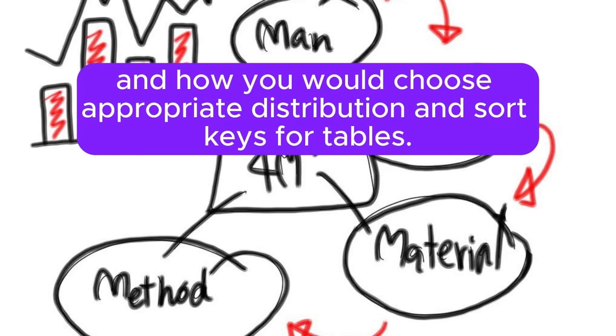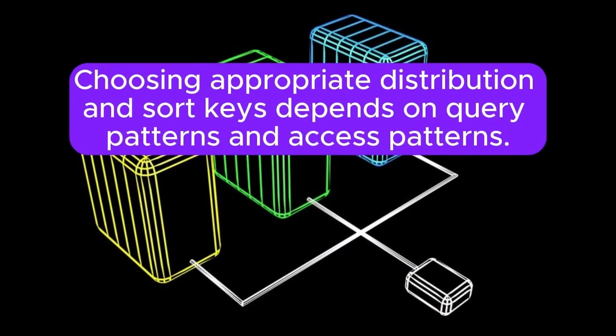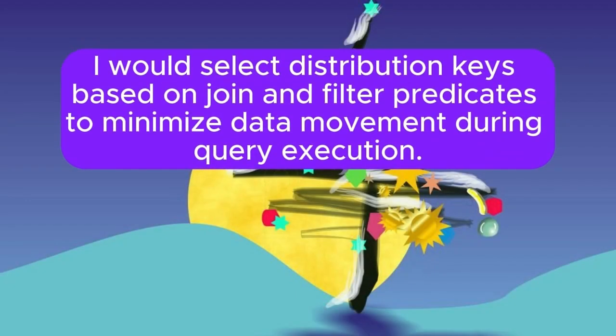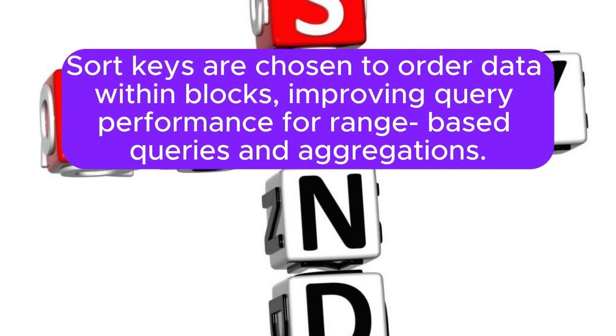37. Problem: explain how Redshift handles data distribution and sorting, and how you would choose appropriate distribution and sort keys for tables. Answer: Redshift distributes data across compute nodes based on the distribution style chosen for tables, such as key, all, or even. Choosing appropriate distribution and sort keys depends on query patterns and access patterns. I would select distribution keys based on join and filter predicates to minimize data movement during query execution. Sort keys are chosen to order data within blocks, improving query performance for range-based queries and aggregations.